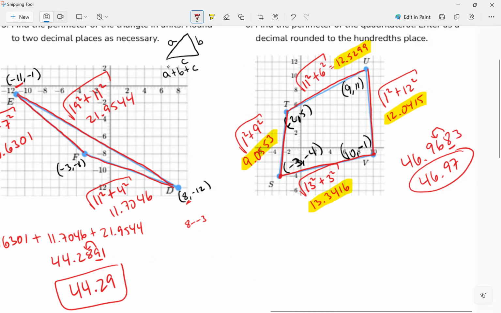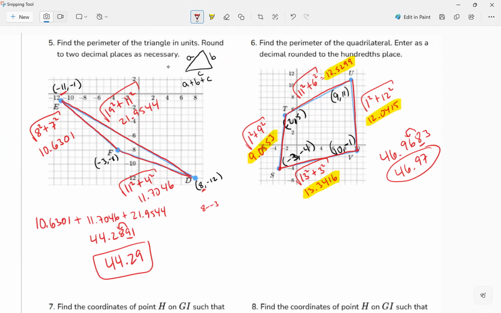Now you see why we talked about the distance formula a few units before. The distance formula is very important.